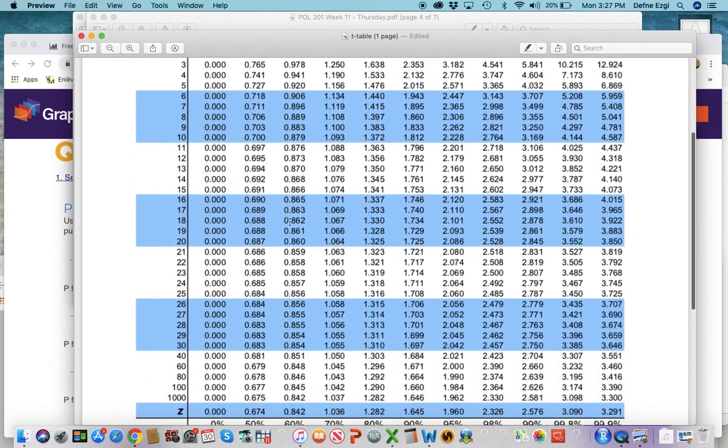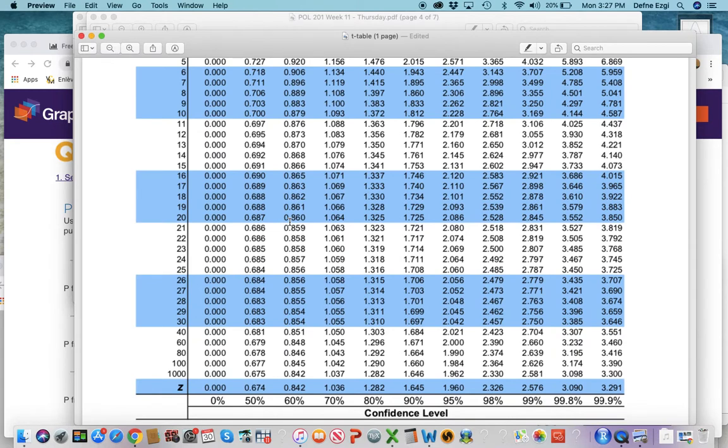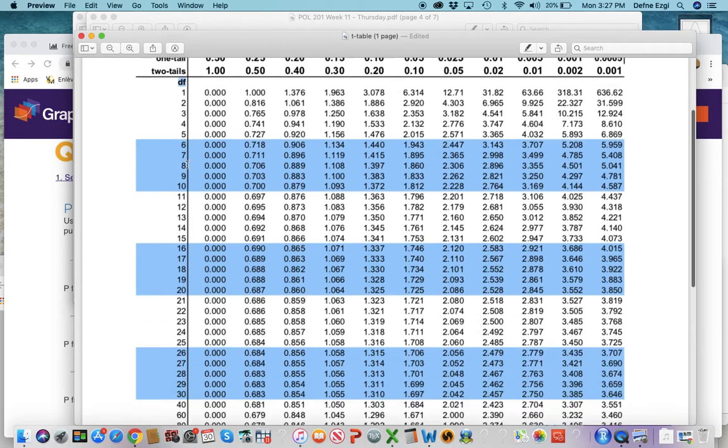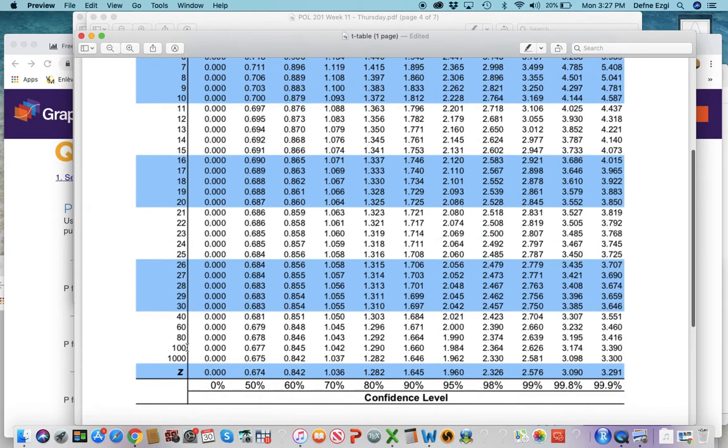I'm going to go back to my t-table, and our sample size in this example is 100. So that's N, not DF. DF is N minus 1, 99. So in this case, we don't see 99. We have an 80 and a 100. We are rounding down to the next lowest degrees of freedom on that table. So this is the relevant row to us.